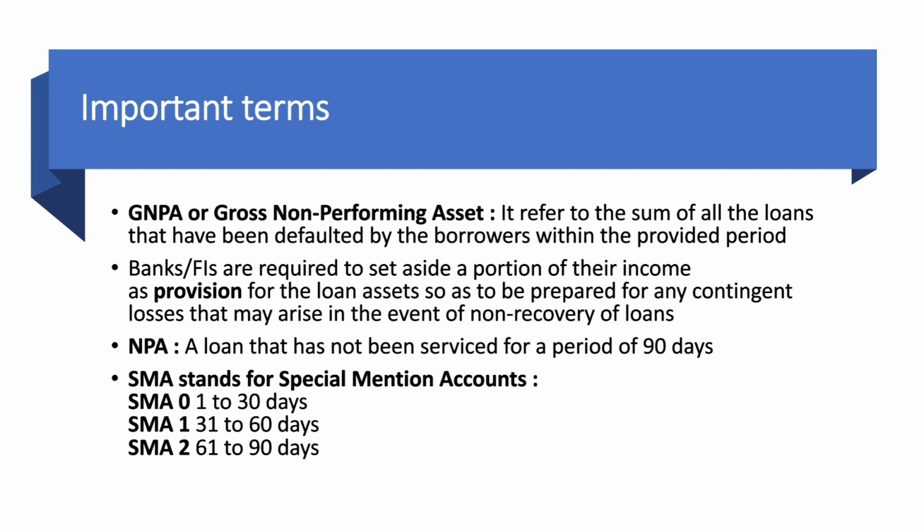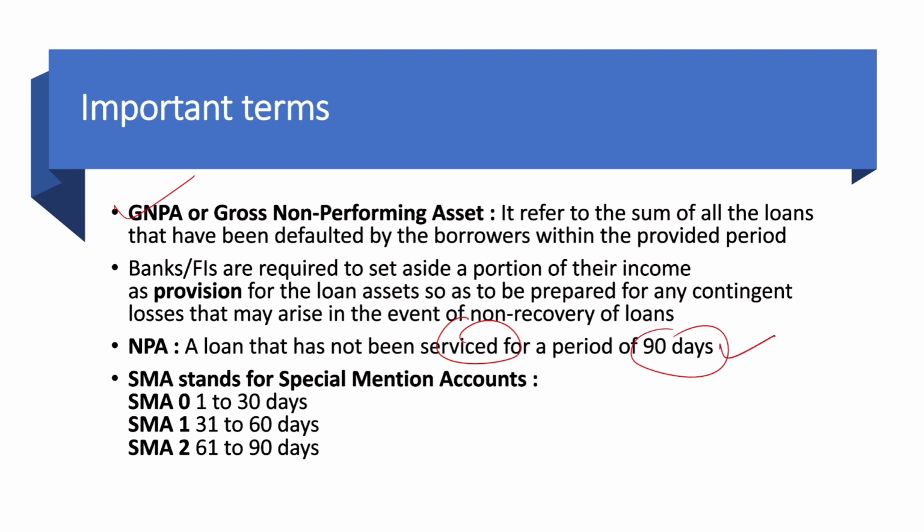Let us discuss some of the important terms that are mentioned in the article. So the first term that I encountered was GNPA, that is the gross non-performing asset. For that, let us review what NPA or the non-performing asset is. An NPA is basically a loan that has not been serviced for a period of 90 days. That means the loan has not been repaid for a period of 90 days.